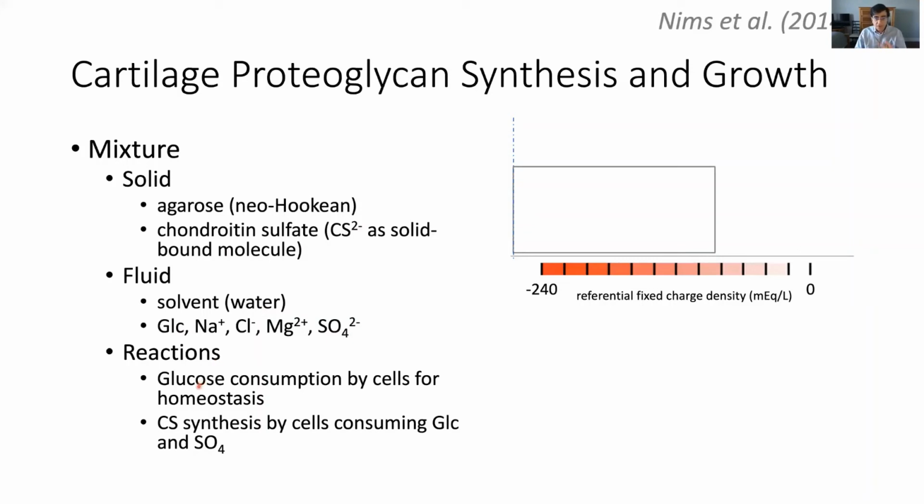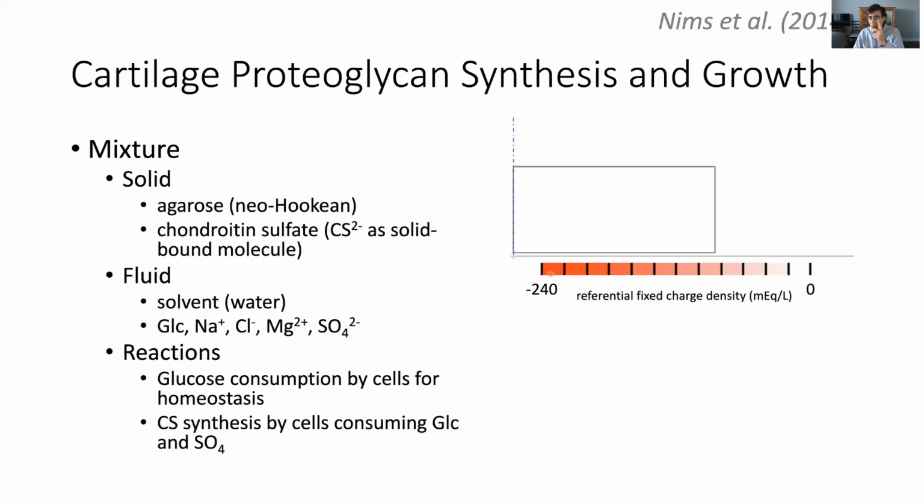So there are two reactions. One is that glucose is consumed by the cells just to survive. So some of the glucose is only used to maintain the cells alive, and some of the glucose is used to convert the magnesium sulfate into chondroitin sulfate. So this model looks very simple, but you have to understand that there are cells in here which are not modeled explicitly, but all these constituents are in the model.